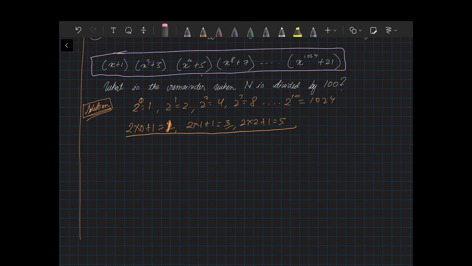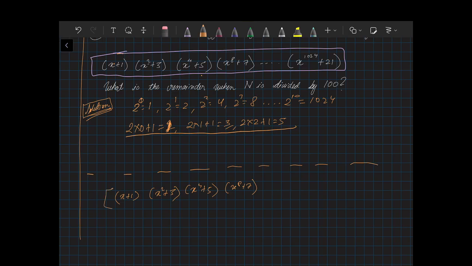Suppose instead of these 11 terms, we have only these 4 terms. Okay, and so let me write it down first. So we have these 4 terms: x plus 1, x squared plus 3, x to the power 4 plus 5, and x to the power 8 plus 7. So remember, I'm now solving a completely different problem, a very small problem, to help you with the intuition. And once you're done with that, we'll come back to this problem. So this is a different problem now.